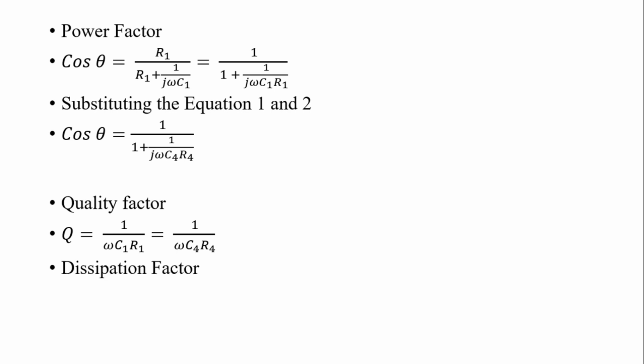Likewise, the dissipation factor is represented as 1 over Q, the quality factor, or we can say it's the reciprocal of the Q factor. So upon taking the reciprocal of the Q factor, we have the dissipation factor as omega C4 R4 for the Schering bridge.